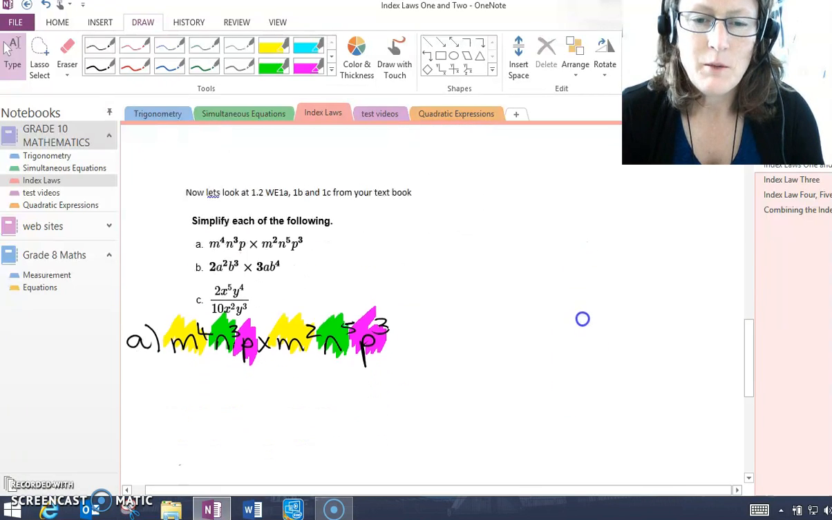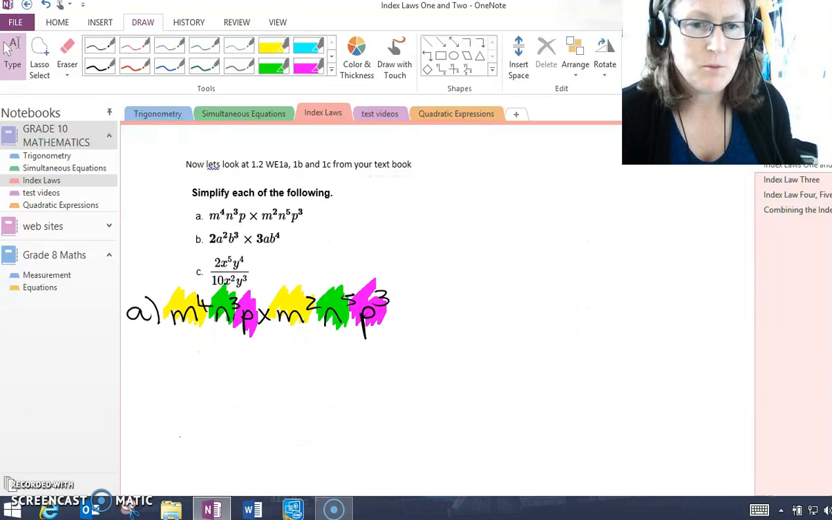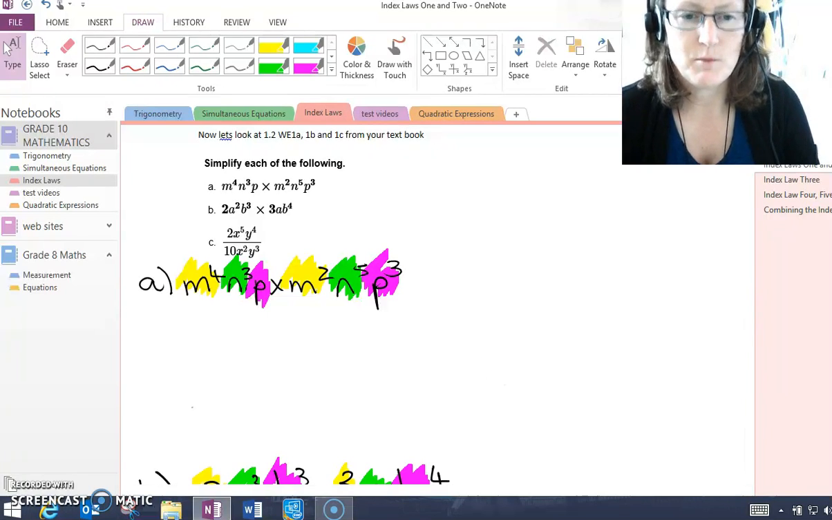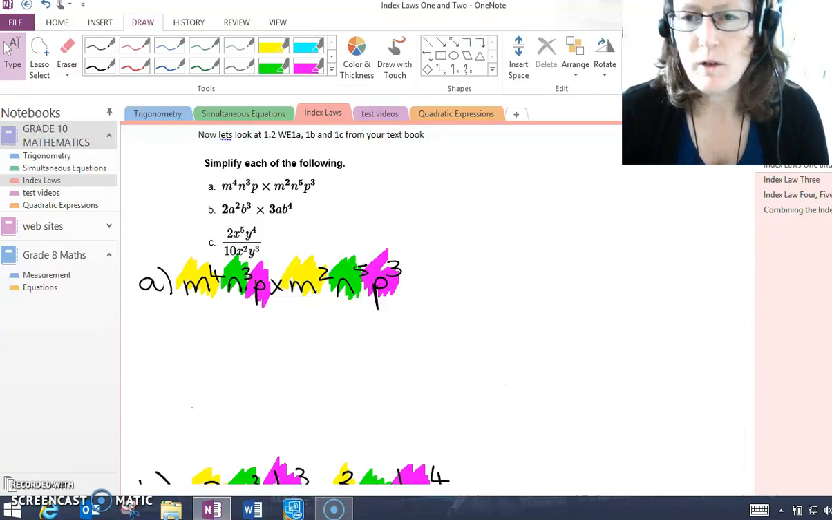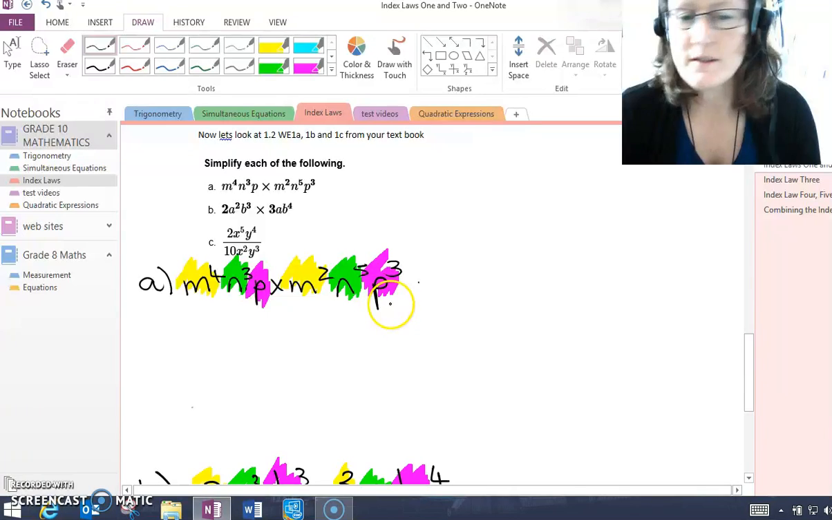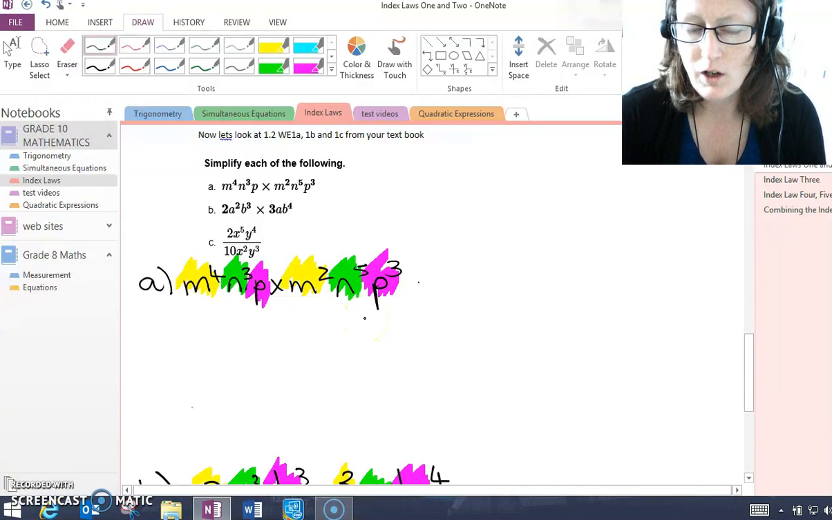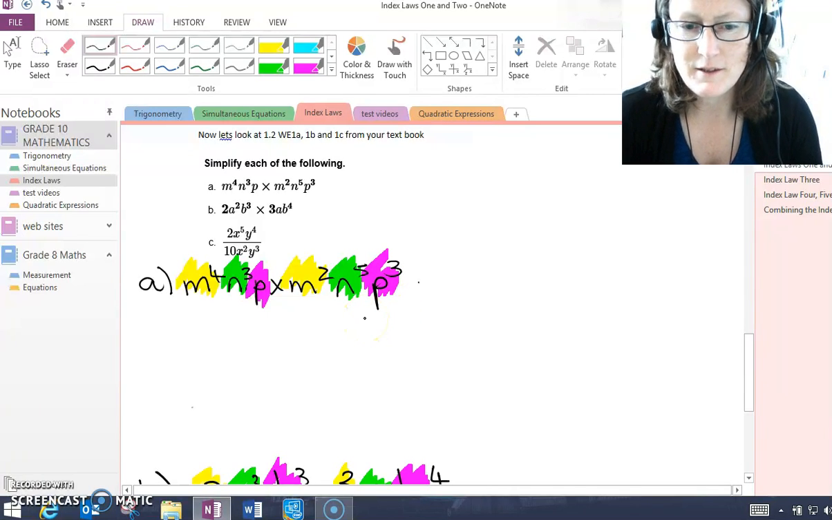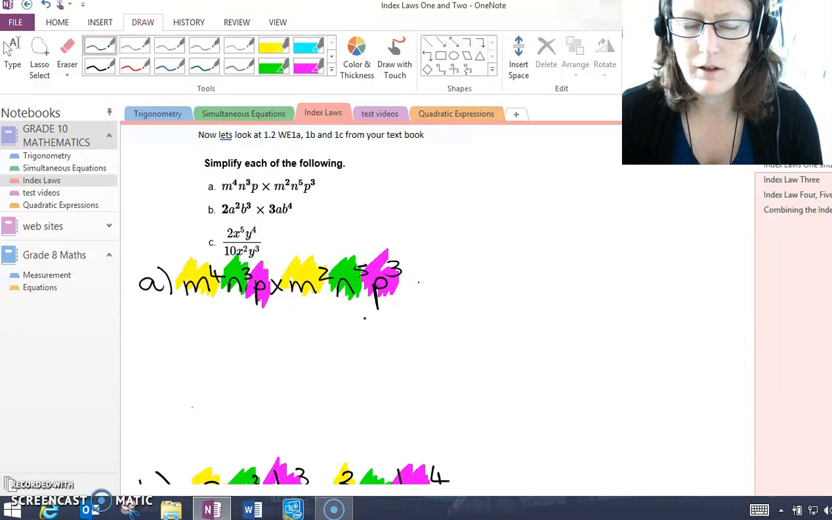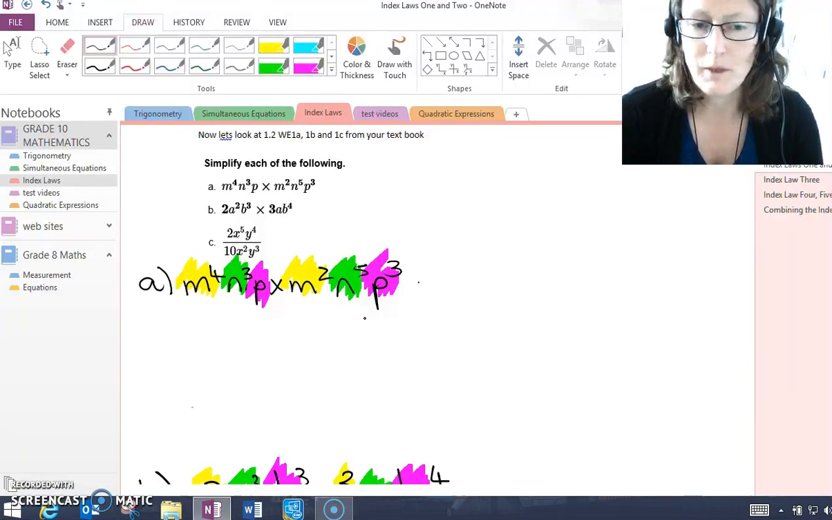Okay, now we're going to look at the actual worked examples that your textbook does. Those were just some basic ones to refresh your memory. So these ones here are what your textbook has. Exercise 1.2, worked example 1a is here. I have rewritten it, and you can see what I've done is I have highlighted where the bases are the same. So in yellow, I've highlighted anything with a base m. In green, anything with a base n, and in pink, anything with a base of p.